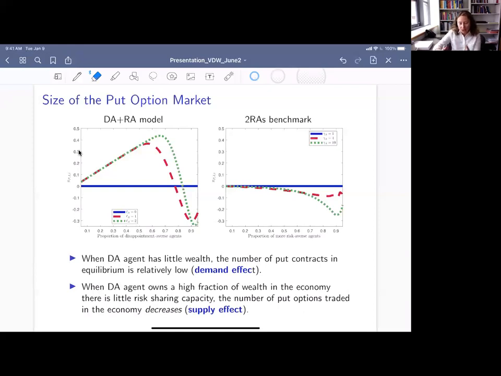In the benchmark, as expected, you see that there is a very small market, and it kind of goes the other way around. It seems counterintuitive due to the concavity of the utility function. Basically you don't get a sizable market, and the direction goes the wrong way.